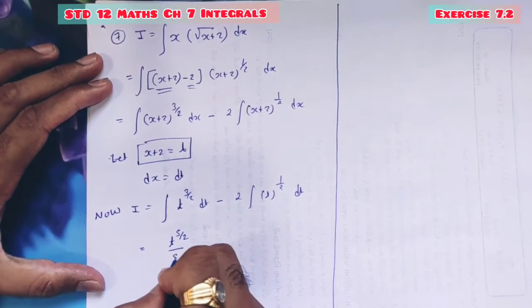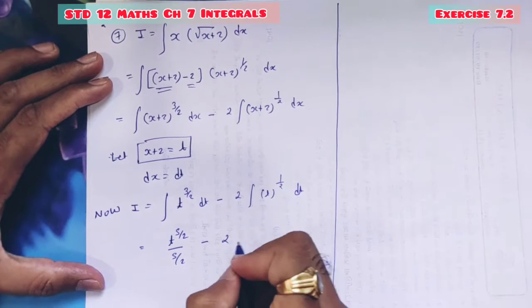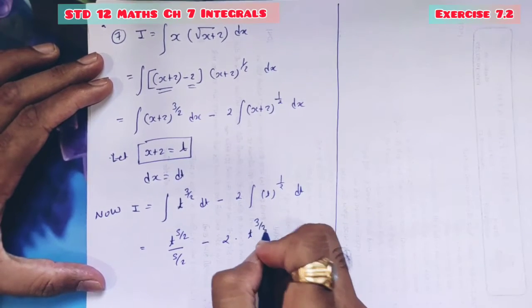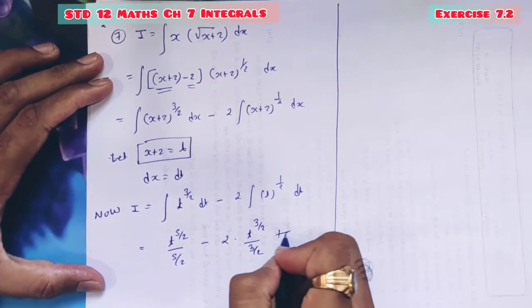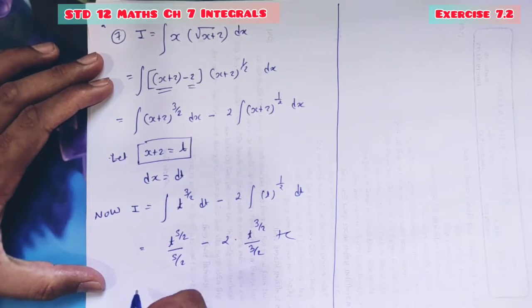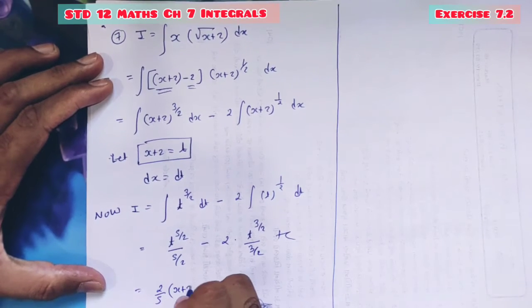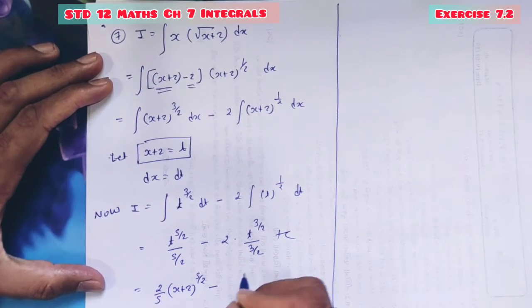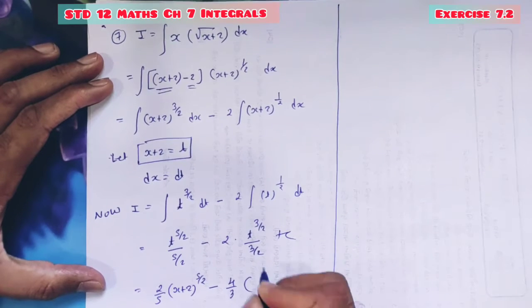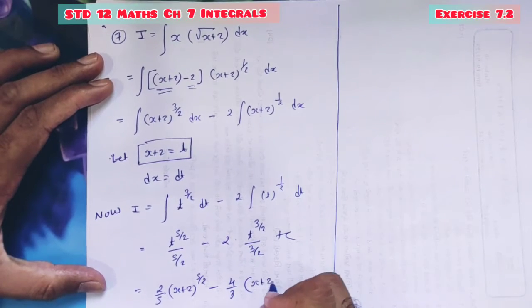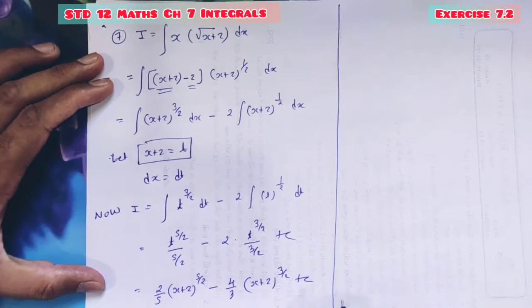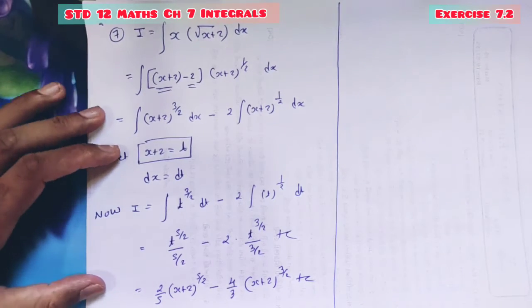Now integrating, t raised to 3 by 2 gives t raised to 5 by 2 divided by 5 by 2, minus 2 into t raised to 3 by 2 divided by 3 by 2, plus c. So 2 by 5, with t as x plus 2, x plus 2 raised to 5 by 2, minus 2 twos are 4 by 3, x plus 2 raised to 3 by 2, plus c. This is our answer.